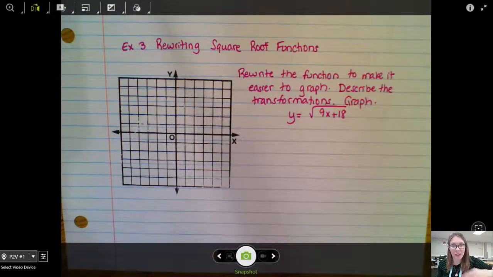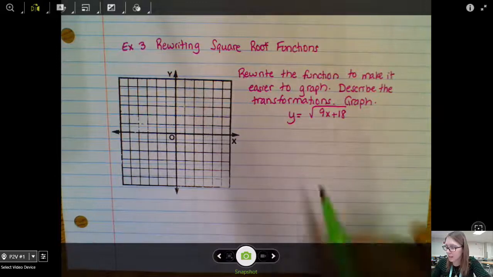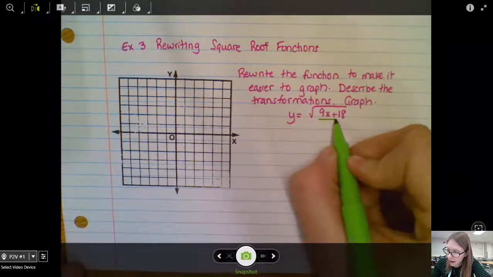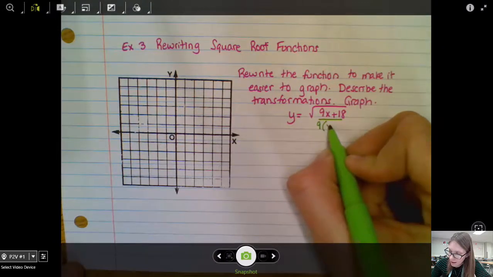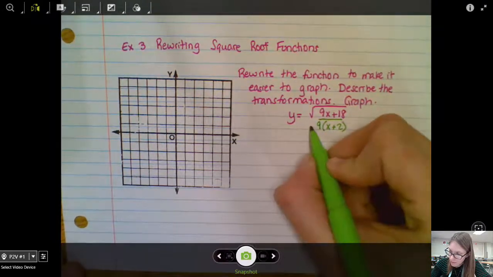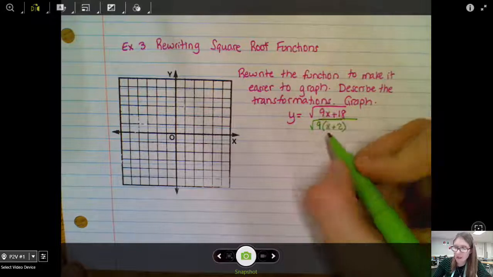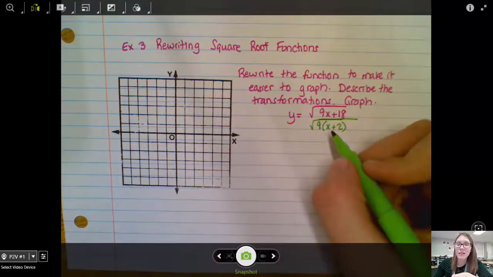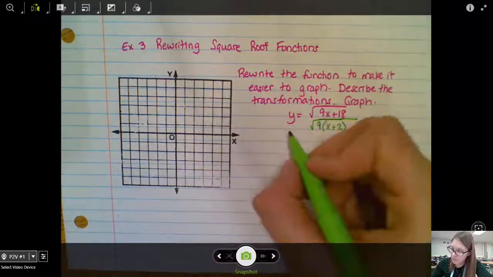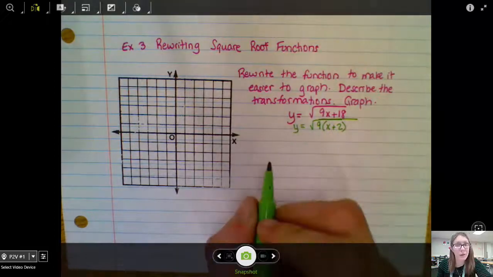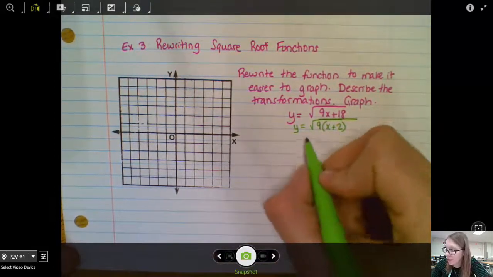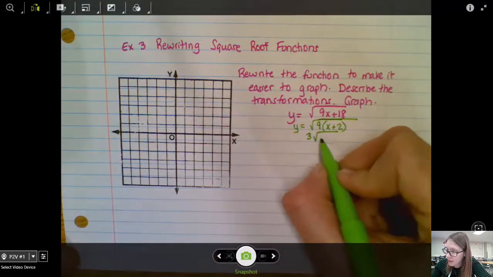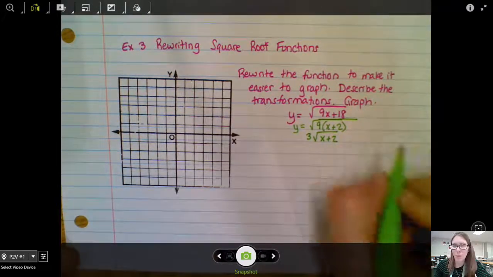Here's something else that we can do though. We can rewrite our function to make it a little bit easier. And if you notice underneath here, 9x plus 18, these are both divisible by 9. 9x plus 18 is really 9 times x plus 2. And if that's under our square root, this is really awesome because, hey, we can square root 9 and bring a 3 out front. 3 times the square root of x plus 2.